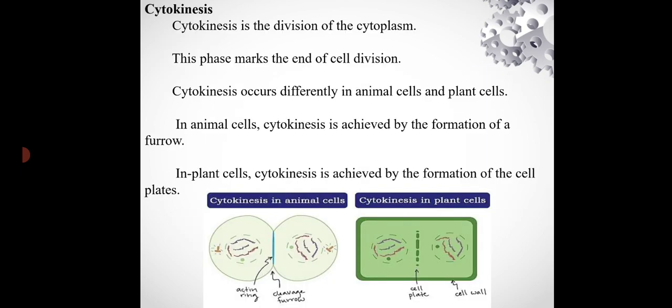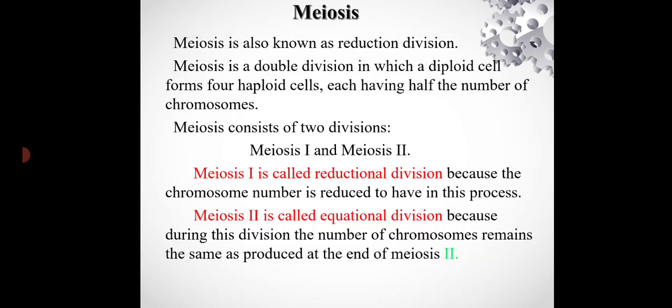Next, cytokinesis. Cytokinesis is the division of cytoplasm. This phase marks the end of the cell division. Cytokinesis occurs differently in animal cells and plant cells. In animal cells, cytokinesis is achieved by the formation of a furrow. In plant cells, cytokinesis is achieved by the formation of the cell plate. That's in the pictures.